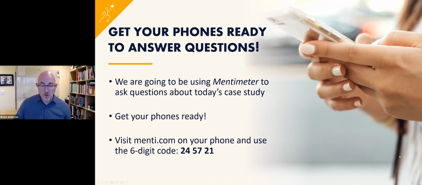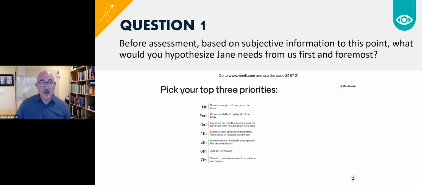And I'm going to take us to our first question. And that way you can sort of see what's going on here. But this is, you can see where to go to. I'm going to keep it up here all the time. So if you forget or you get bumped out or something happens, you can go back in. So www.menti.com, and the code is 245721.